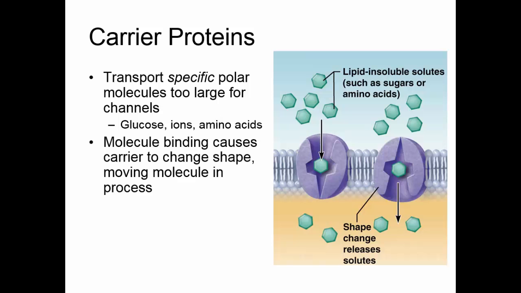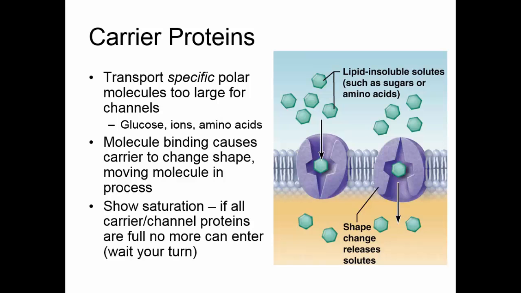When the molecule binds to its carrier protein, it causes the carrier protein to change shape. That is, it flips from one direction to the other, and it allows the molecule to enter the cell. We're still going from higher to lower. Now, if all of the carrier molecules are busy, even though we have a concentration gradient, more molecules out here than in here, these molecules have to wait their turn. They have to wait until there is a carrier available to take them over.